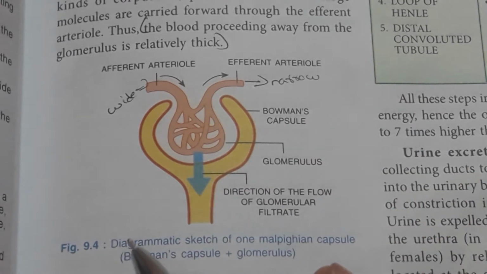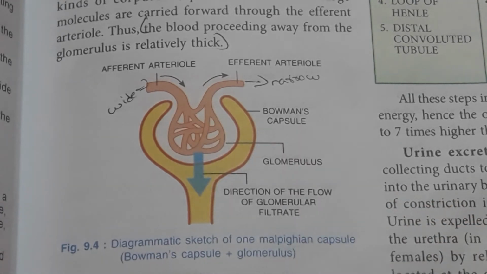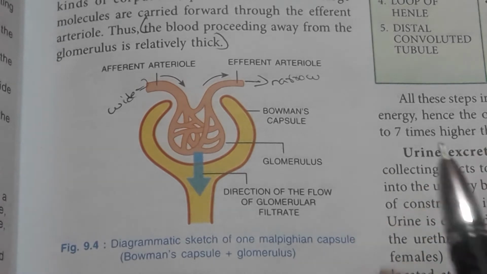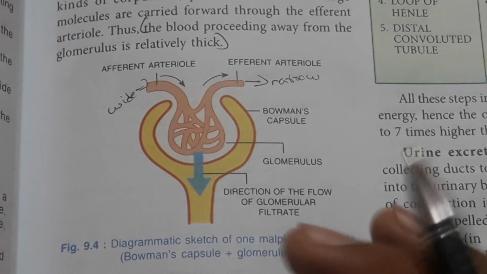Without disturbing the normal blood concentration, this process happens, that is called reabsorption. And the third point is tubular secretion. Here also the same process happens, again the important particles will be absorbed here.